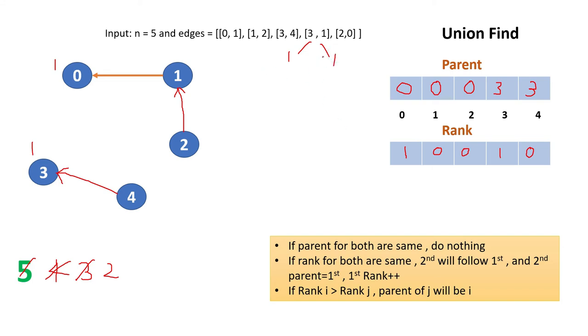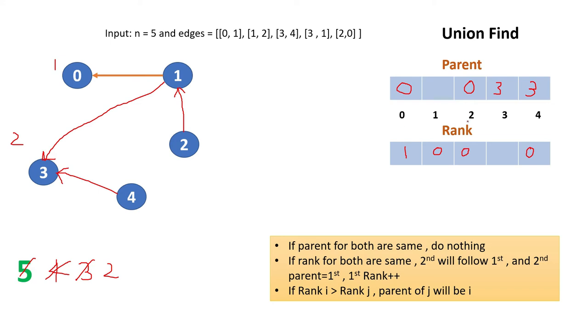So then who will follow whom? 1 has to follow 3, because the second one will follow the first one. As 1 is following 3, what will happen? 3's rank will increase, so it will become 2 now. We have to update the same thing here also. So we can erase this part, and then 3's rank we increase to 2 and 1's parent will now be 3.